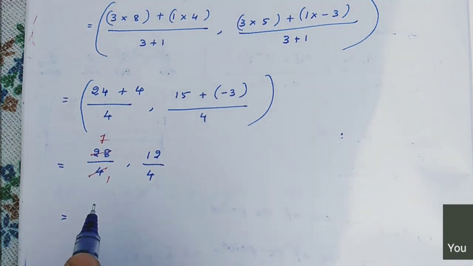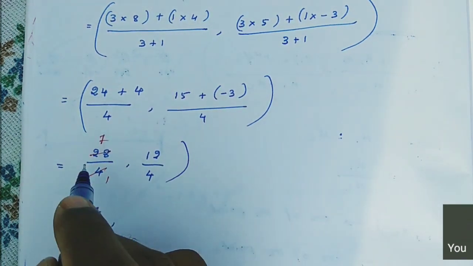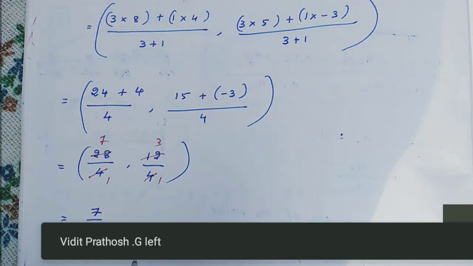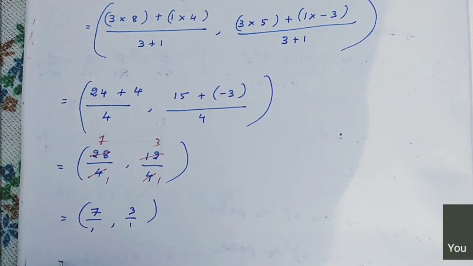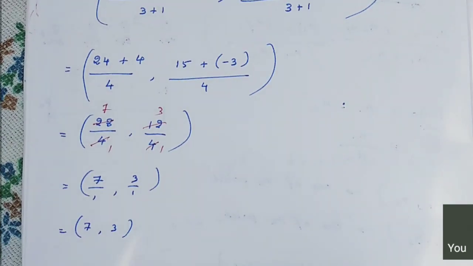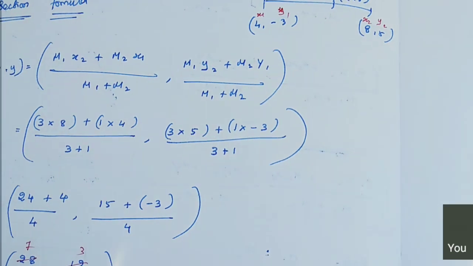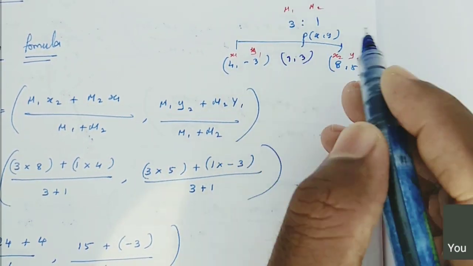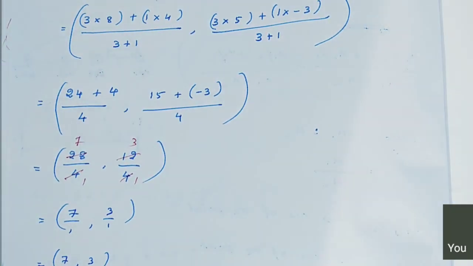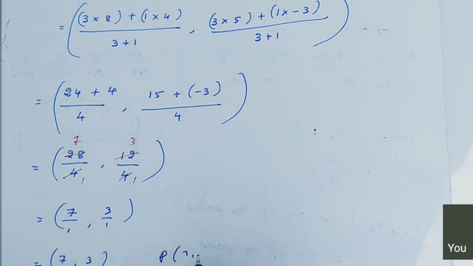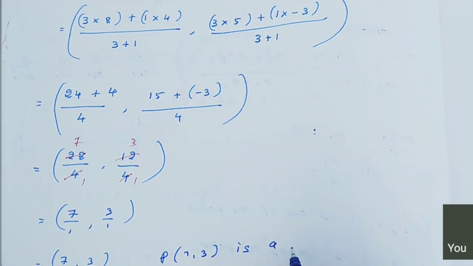Next step, the remaining here is 7 by 1 comma, then 1 4 is 4, 3 4s are 12, so 3 by 1. The answer is (7, 3). So the point which divides the line in the ratio 3:1 is 7 comma 3. So the point P (7, 3) is the required point.